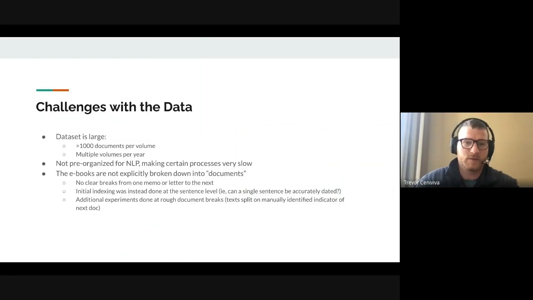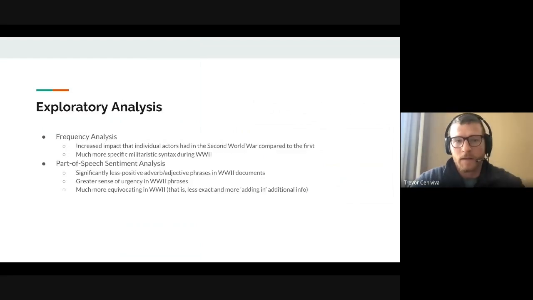And it was also a struggle at first to figure out how to split the large volumes up into the respective documents. And so initially, I actually ran some of my experiments at the sentence level. I also used these sources for some exploratory analysis, including frequency analysis and part of speech sentiment analysis. And some of my initial findings are listed here.